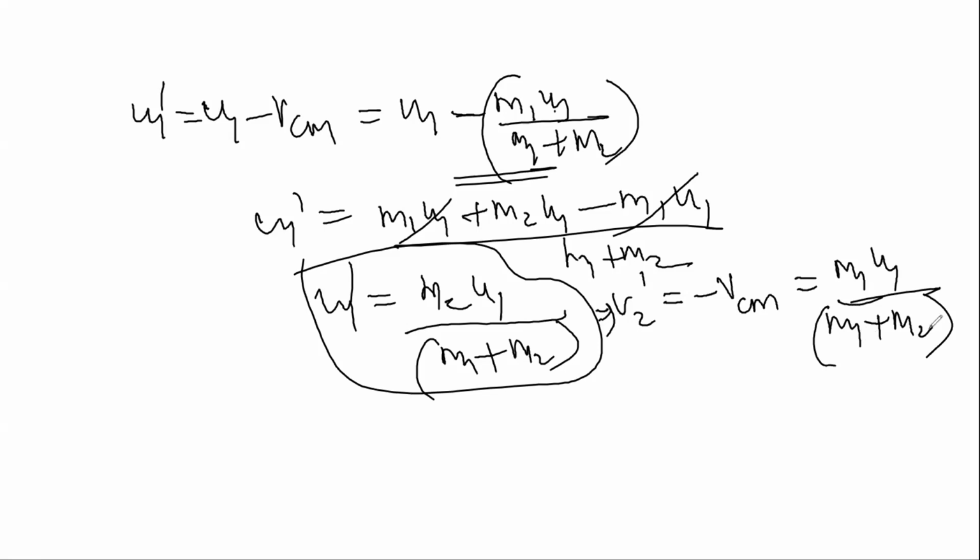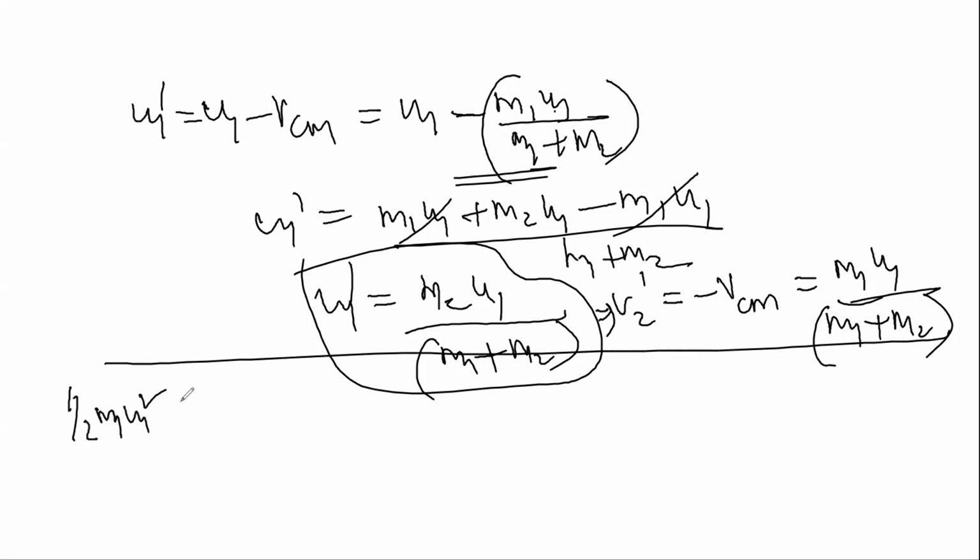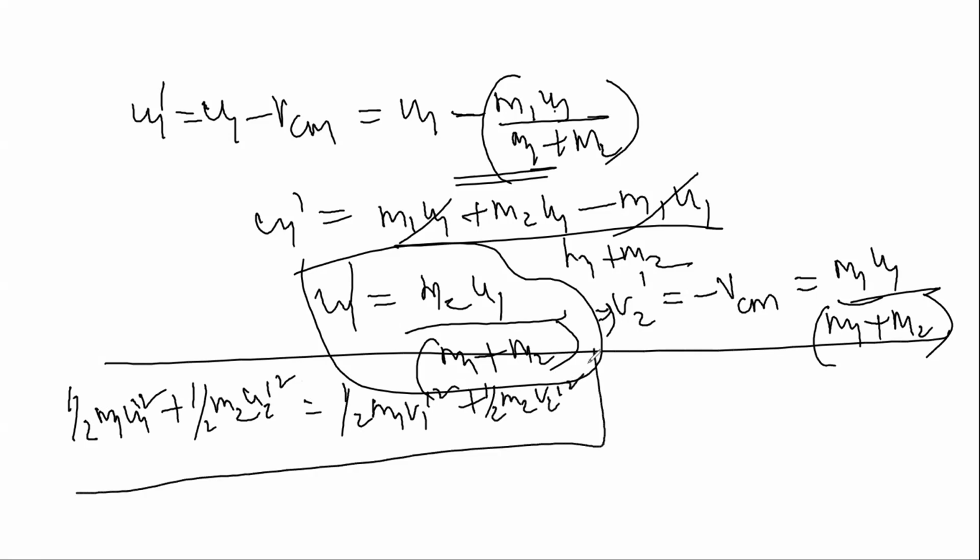So we know that it's an elastic collision. We have conservation of kinetic energy. So half m1 u1 square plus half m2 u2 dash square equal to half m1 v1 dash square plus half m2 v2 dash square. This is conservation of kinetic energy. So I'll cancel half, half, half, half.